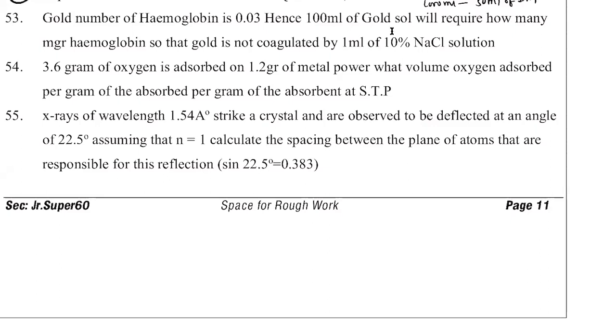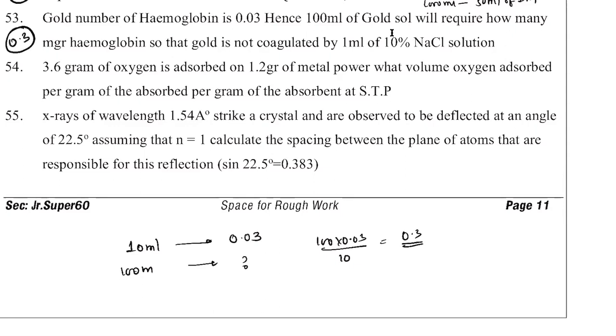See the next question here. It says the gold number of hemoglobin is 0.03. Gold number is always defined for 10 ml of gold salt. For 10 ml of gold salt, the gold number is 0.03. So if you are taking 100 ml, how many milligrams of hemoglobin are required? So 100 into 0.03 divided by 10. That's it. So 0.3. The answer is pretty simple here. This is 0.3 because it is asked in milligrams only, so you don't have to change anything there. Okay, students.